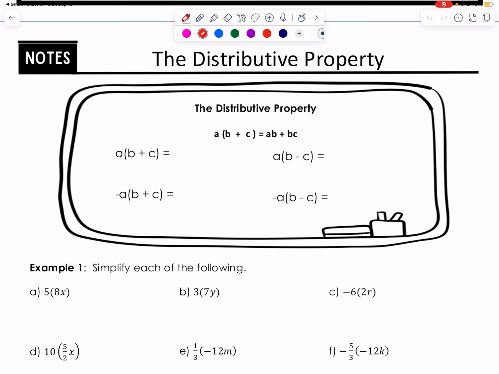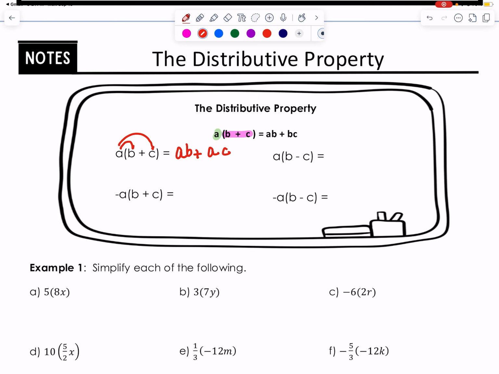For example, in our box up here, we have A times the quantity B plus C. And so when we multiply A times the quantity B plus C, we have to multiply the A by each term in the parenthesis. So A times B is AB, and then A times C is AC.